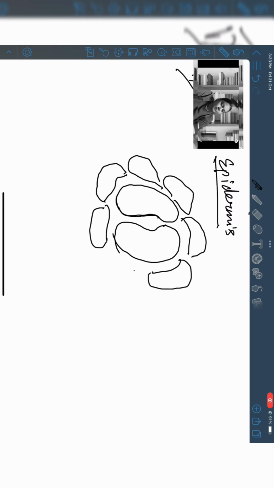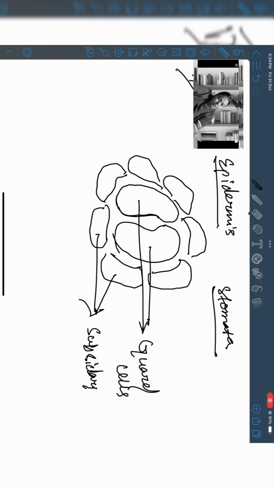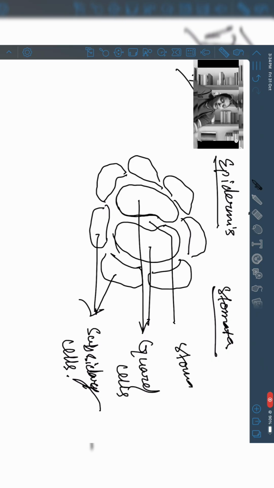And as you saw, I drew the guard cells in a certain shape. What's that shape? Kidney bean shape, or kidney shaped guard cells. Now this is a type of shape in the stomata that is present meticulously.